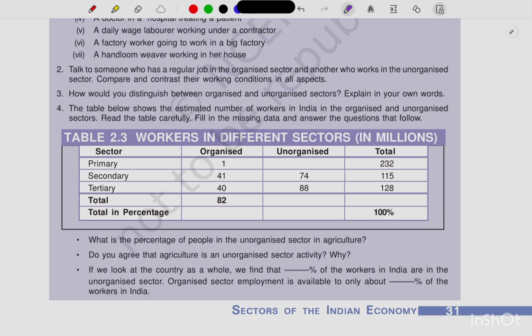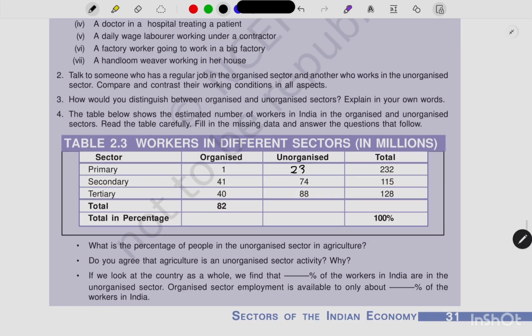Okay, and the total is 232 million people. So I must fill in the data, right? So this must be 231. Okay, 231. And the total here, I must add all these, which I am very lazy to do. Is there any other option? No, okay, fine. 3 here, 9 and 3. 393, I suppose. Now my calculation might be wrong.